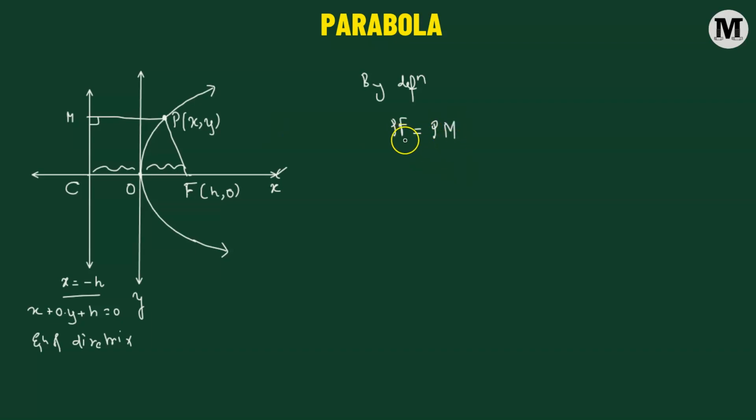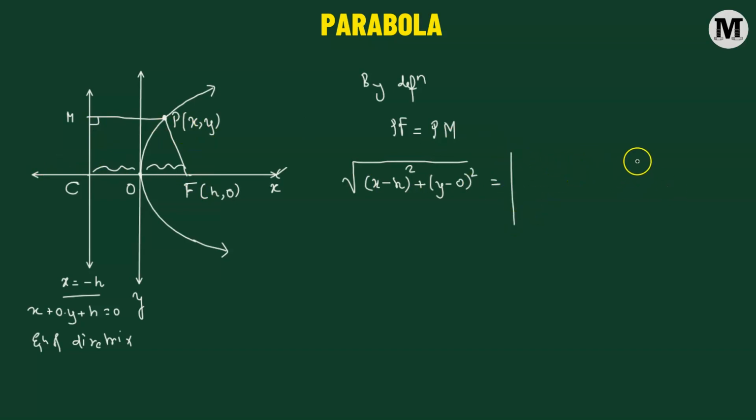Now let's find out the distance PF using the distance formula. So we will use the distance formula. We'll take the square root. Underneath the square root, what we need is the difference of the x coordinate. So that's x minus h whole square, added to the difference of the y coordinate, so that will be y minus 0. We'll square this value. This will be equal to PM. PM is the perpendicular distance of point P from the directrix.